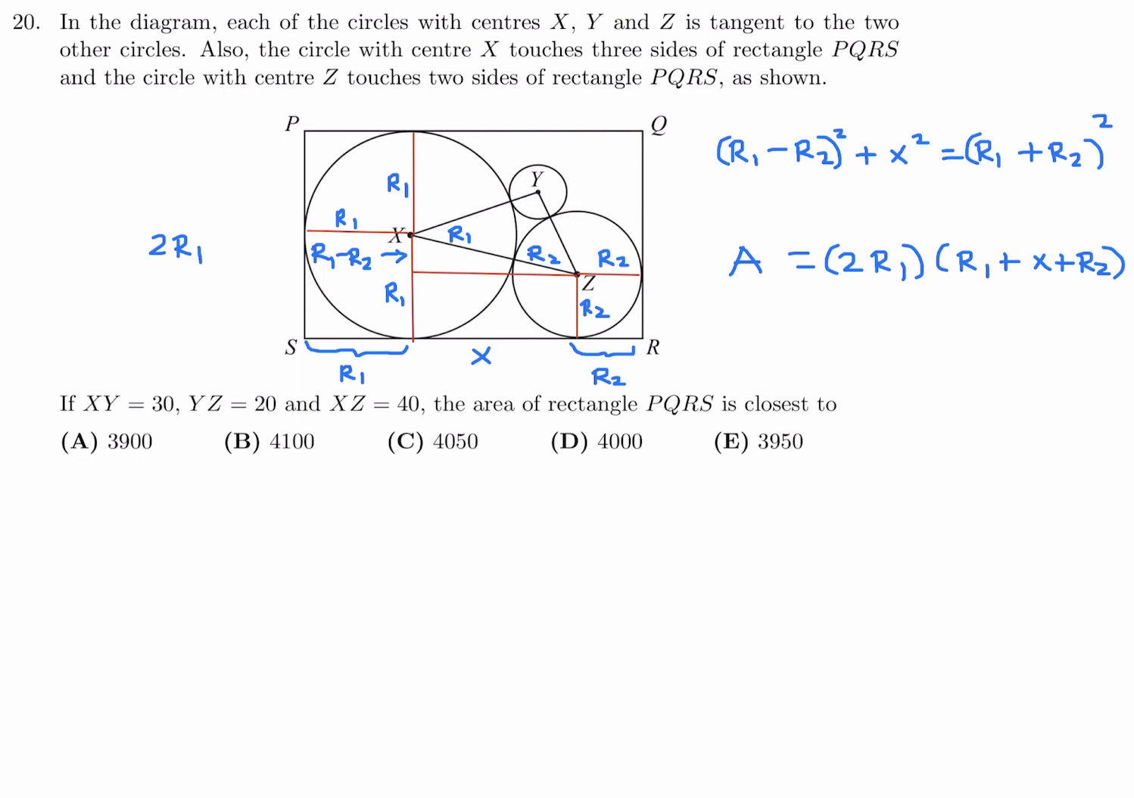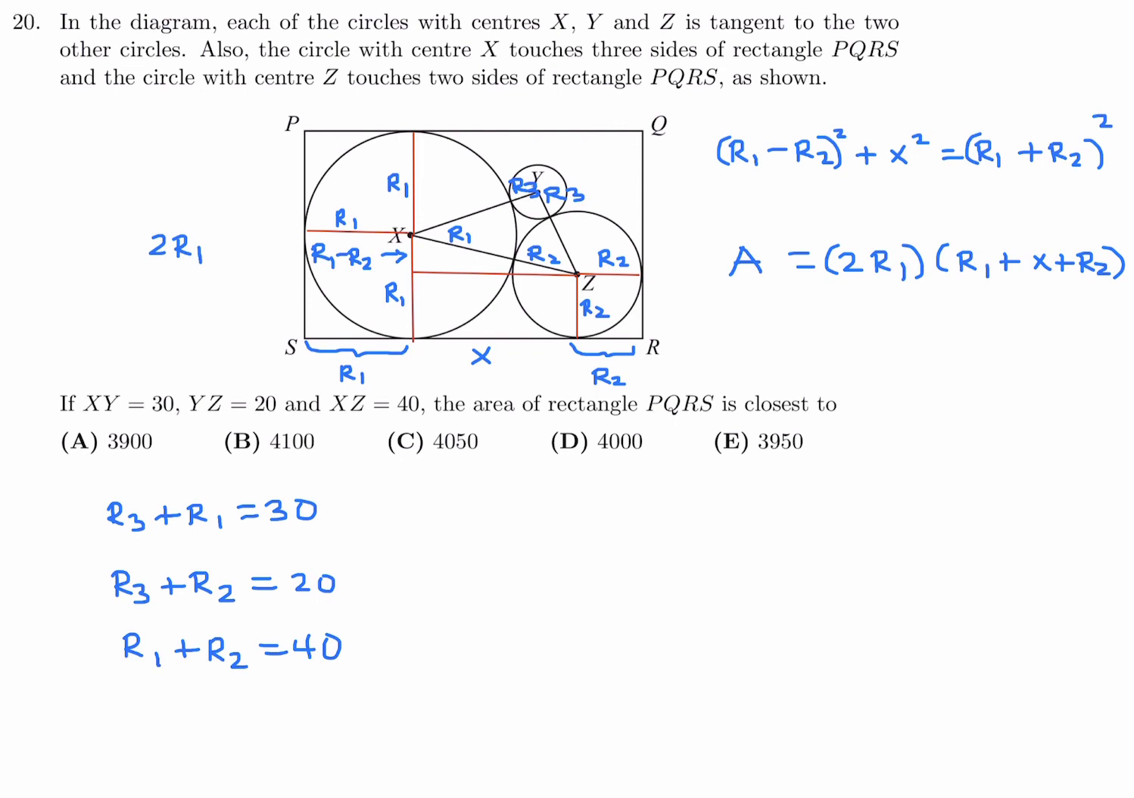Okay. Well, obviously I need to figure out what is R1 and R2 and X. These are just letters. And that's where this information comes in. XY is 30. So this little guy, I guess we have to label R3. That little guy there. So that means that R3 plus R1 is 30. The next one, YZ. Where's YZ? That's R3 plus R2. R3 plus R2 is equal to 20. And then XZ, that's R1 plus R2, and that is equal to 40. So this is the system of equations we have to solve.